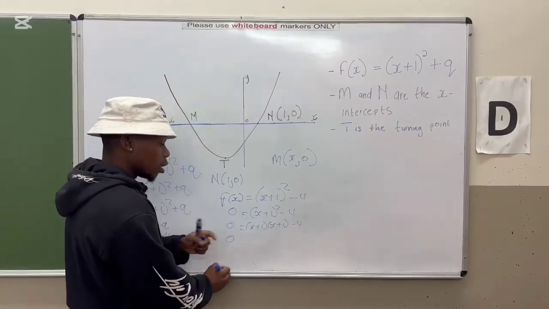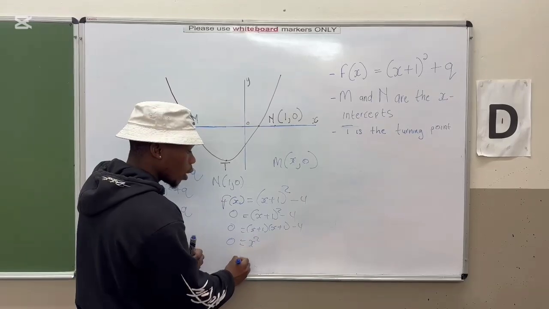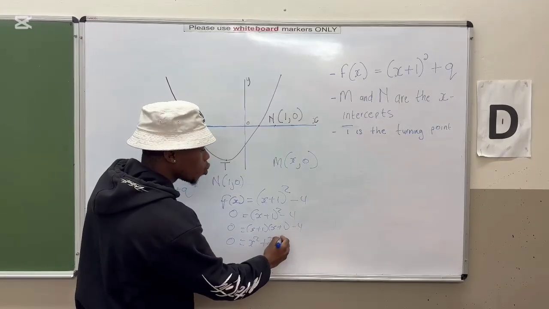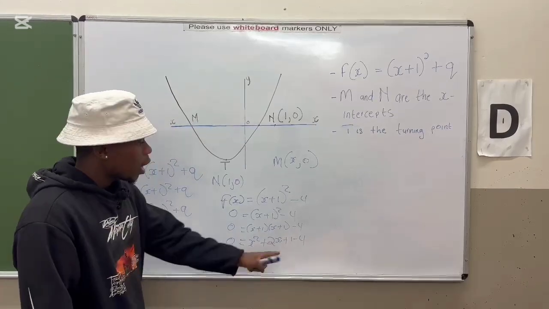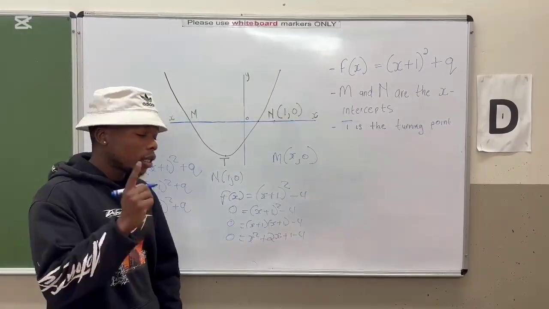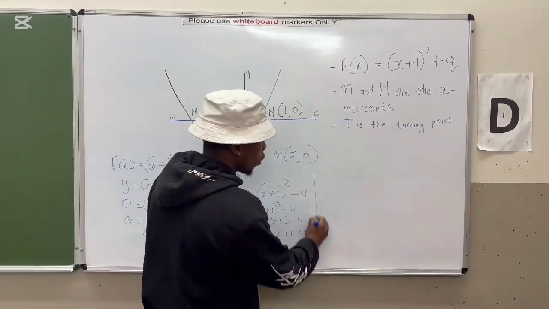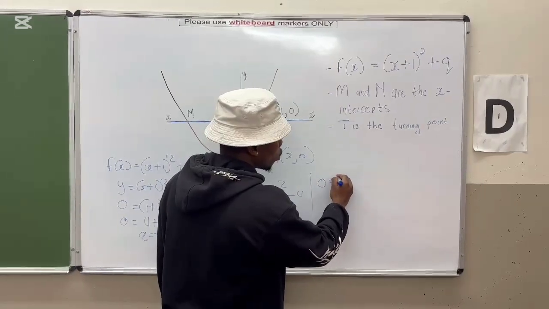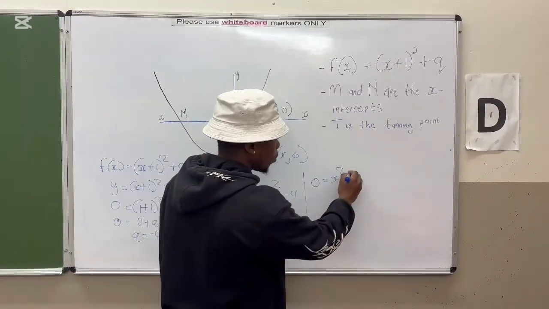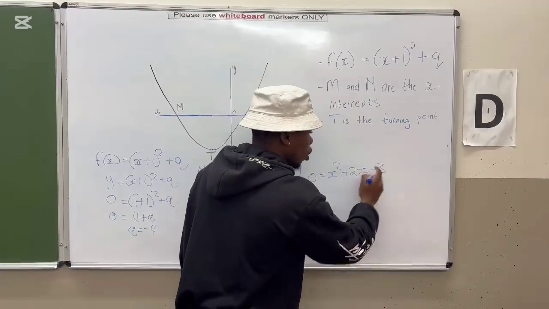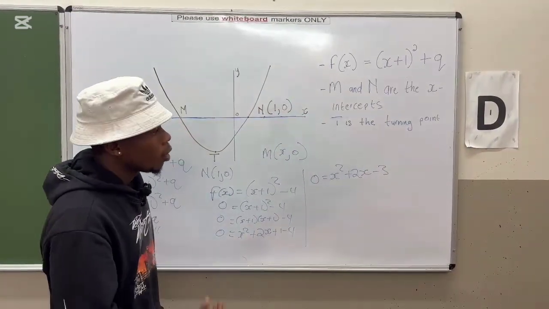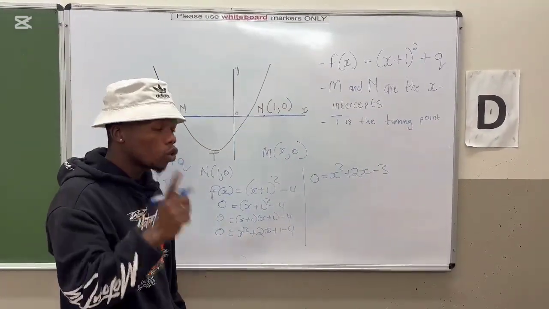This is what? 0 is equal to x squared plus 2x plus 1 minus 4. Remember something, I have 1 minus 4, this is negative 3. It means I have 0 is equal to x squared plus 2x minus 3. All I need to do is to solve for x, but I'm going to open two brackets.